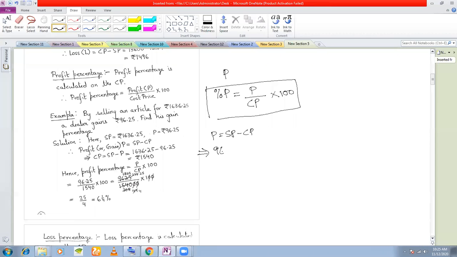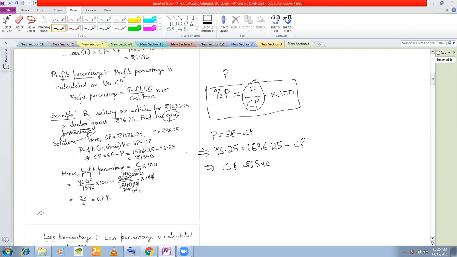So profit is 96.25 and selling price is 1636.25 minus cost price. So therefore the cost price we calculate from here comes to 1540. This is the cost price. And why do we need the cost price? We need the cost price because we need to find out the profit or the gain percentage. And gain percentage, remember I told you, is dependent on the cost price.